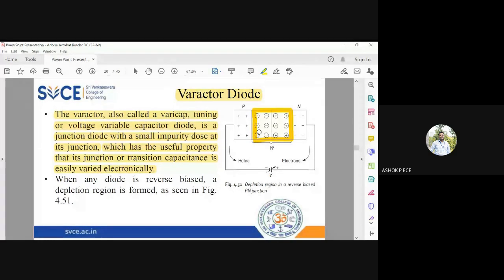This depletion region can be viewed as a capacitance. C is equal to epsilon A by D, where epsilon is the permittivity, A is the area, and D is the width of the depletion region. So as the depletion region width keeps increasing, the capacitance value will become small. Wherever fabrication of a small capacitance is very difficult, I can replace it by a PN junction diode operating in reverse bias. Here the reverse bias voltage will control the capacitance of my PN junction region.